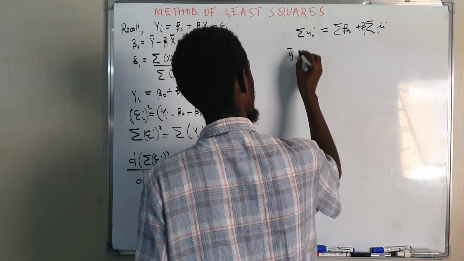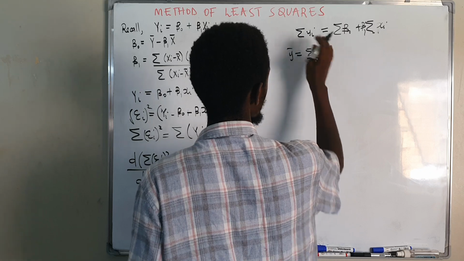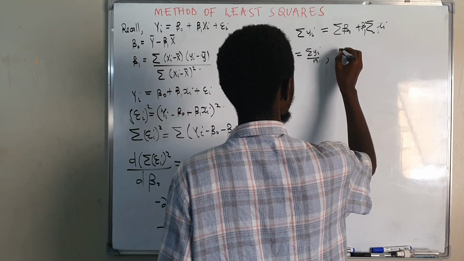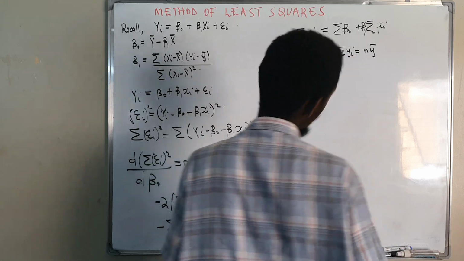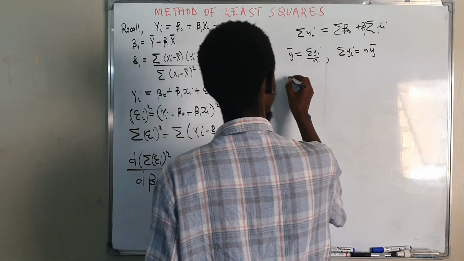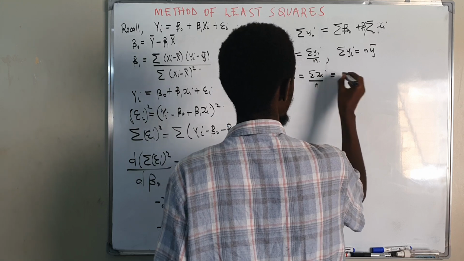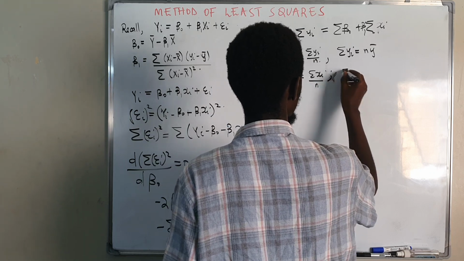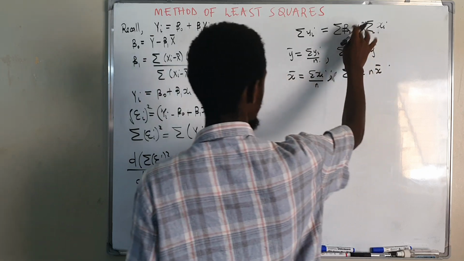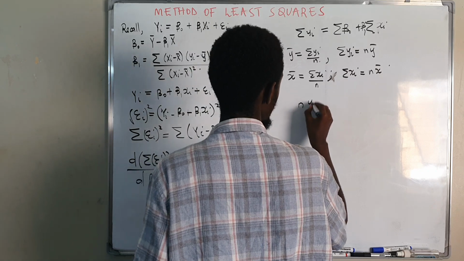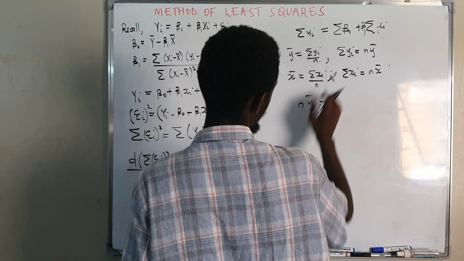Now from that step, recall that the mean of y, y bar, is the same as having summation of yi over n. Therefore summation of yi is the same thing as n y bar. Are we together? Yes. Also, you know that our mean x bar is the same thing as summation of xi over n. Therefore summation of xi alone is the same as n times x bar. Now if I fit them back into this equation up here, where there is summation of yi, I put n y bar.